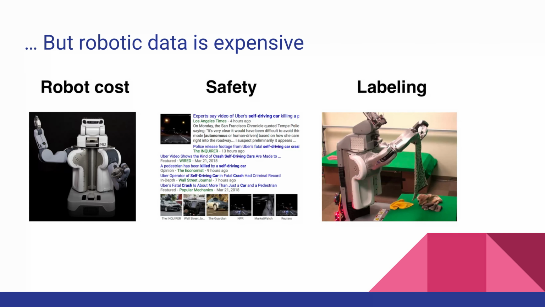So basically this data is very expensive because first of all the robot itself is very expensive, right? Then there is a safety constraint that is associated with the collection of the data, right? If I go ahead and start collecting data on an autonomous car or an autonomous robot, we'll have to make sure that the robot is safe and the people in the surroundings are also safe, right? So there is a big safety constraint which is also associated with the robotic data.